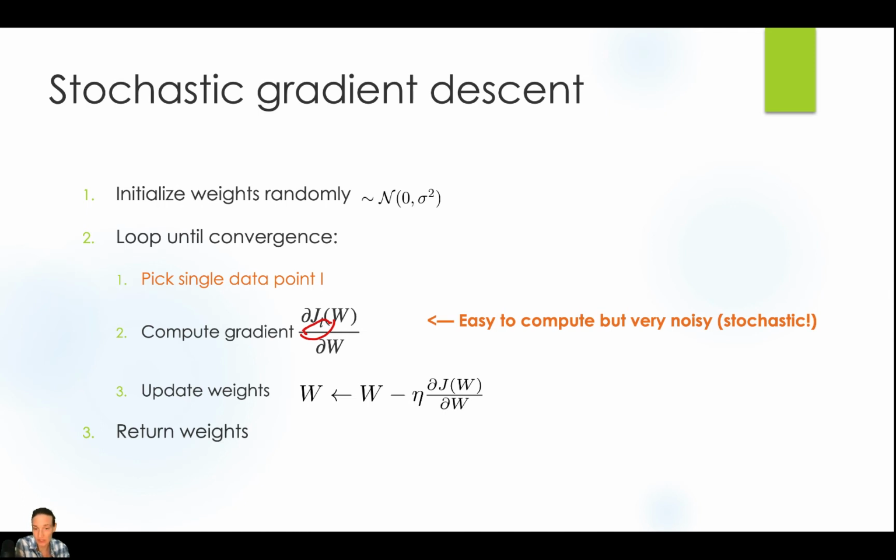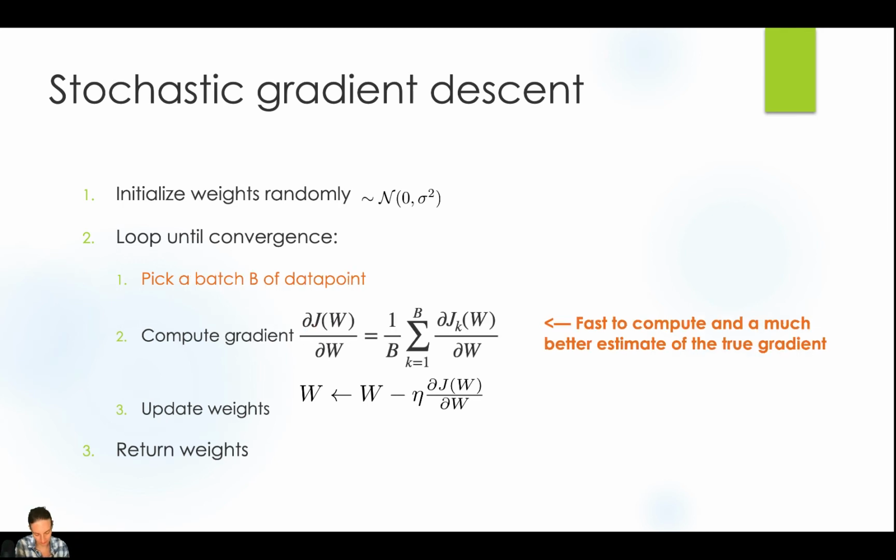Okay. So this is very easy to compute, but it gets very noisy because it's stochastic, right? You're calculating this for one data point. So it's going to be different if you use a different data point. It's not going to be optimized in the same way.